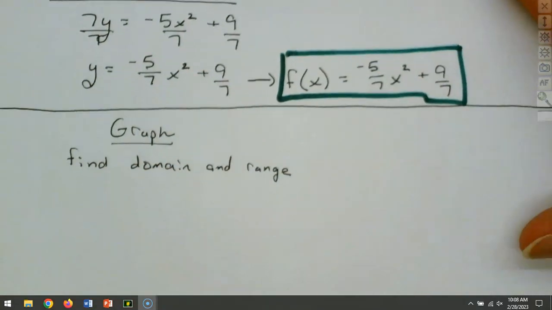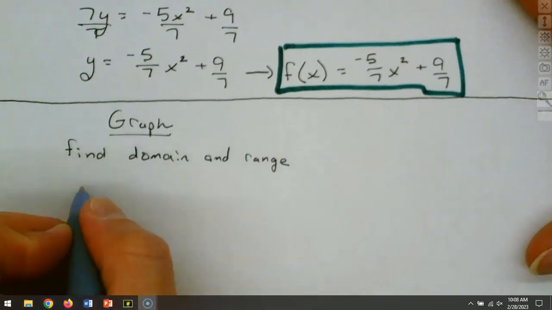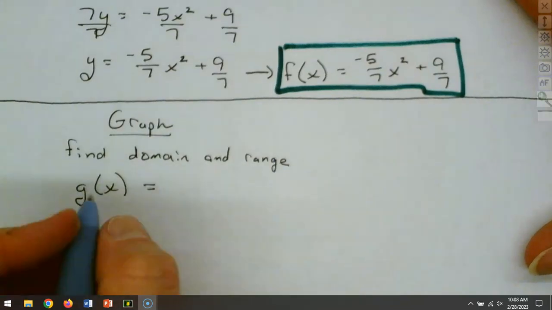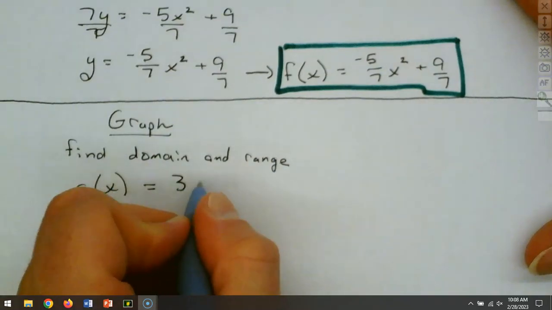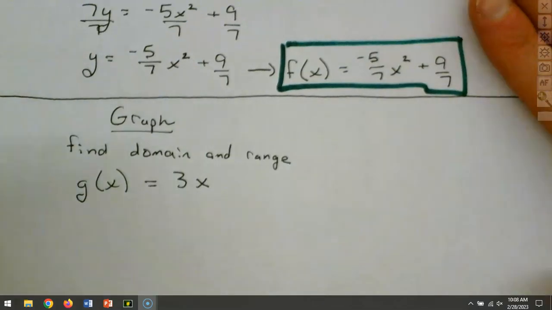So we're going to graph these, and then we're going to find our domain and our range. And we'll do 2 of these. How about I give you g of x equals, well, let's say 3x. So I want you to graph this. Now, very easy to do. This is one of the easiest ones we've done.